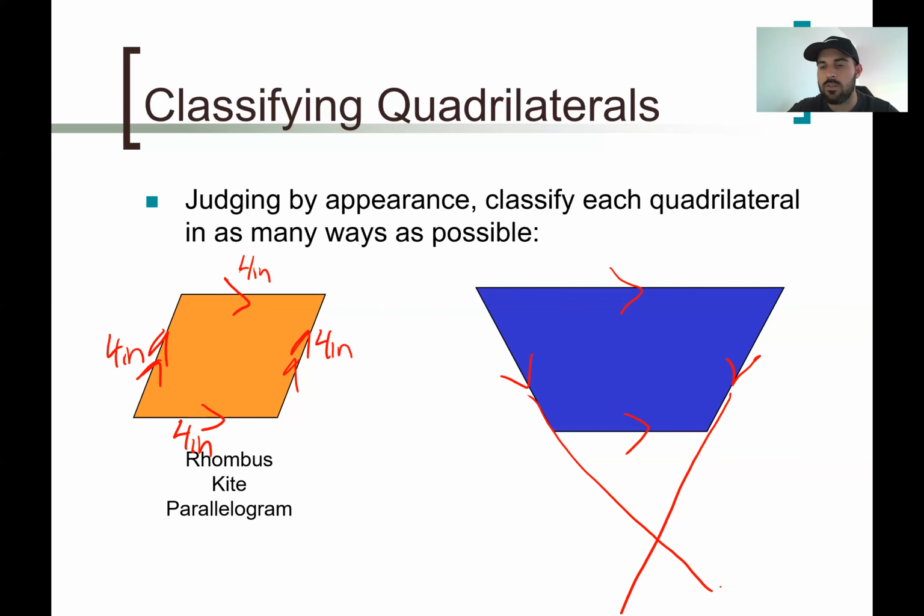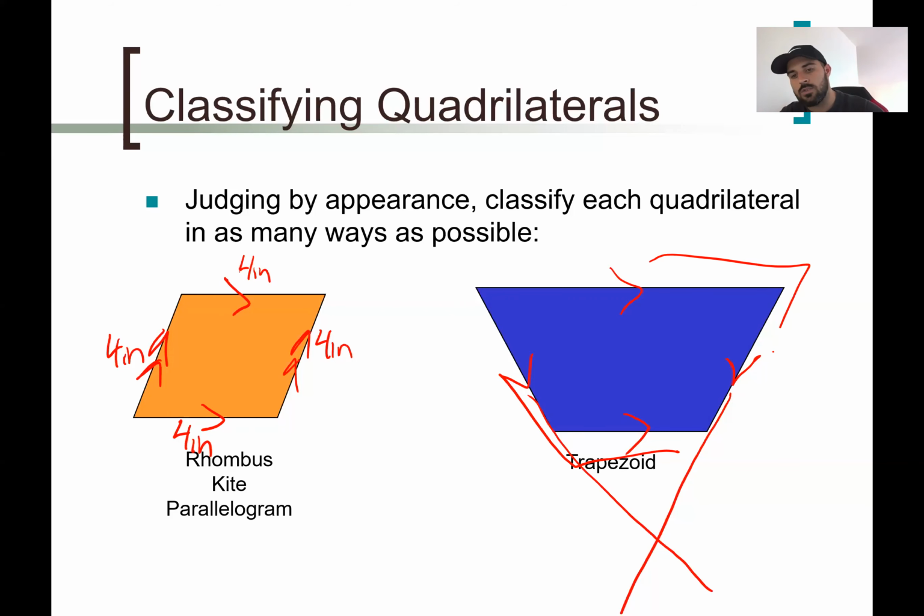It can't be a rectangle because it doesn't have the 90 degrees. It can't be a rhombus because not all sides are congruent. It can't be a kite because the consecutive sides aren't congruent. So this one and this one are not congruent, and this isn't congruent. So my guess, it would only be a trapezoid. That would be the best way of classifying this quadrilateral. So it's just a plain old trapezoid.